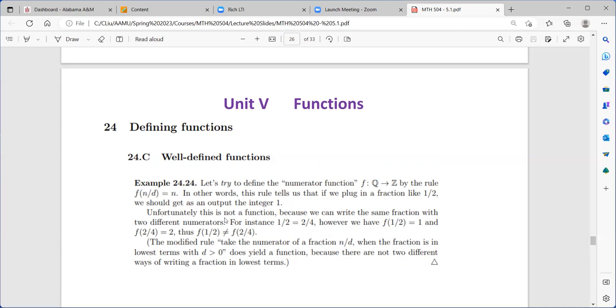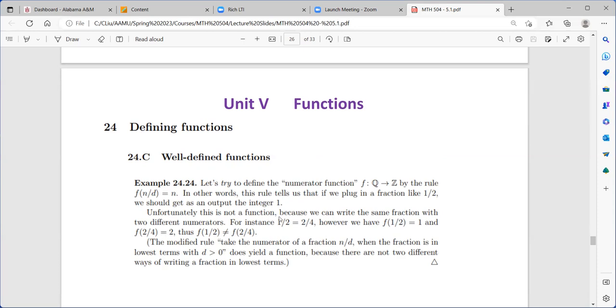But this is not well defined. This function is not well defined. It's not a function, actually, because you can also write 1/2 as 2/4 or 3/6 or whatever. And when you use the rule to take the value of the numerator for 2/4, you get 2.